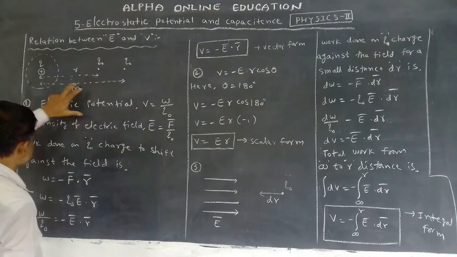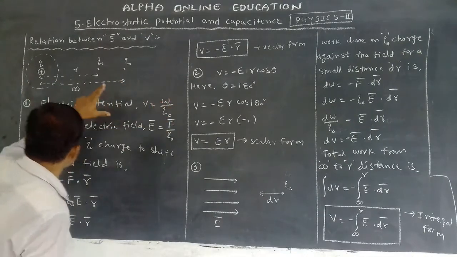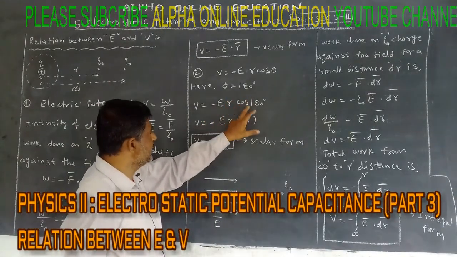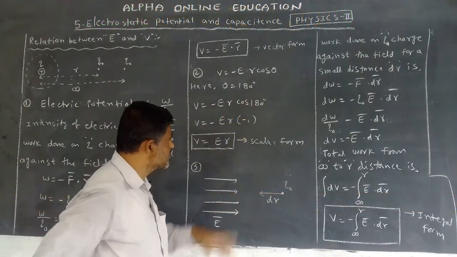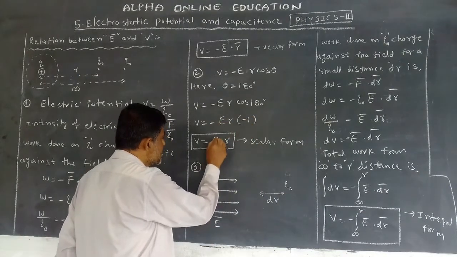The charge goes in which direction? Both are in which direction? E is in which direction? R is in which direction? So t times 180, cos 180 is how much? -1. So -1 into minus becomes ER.